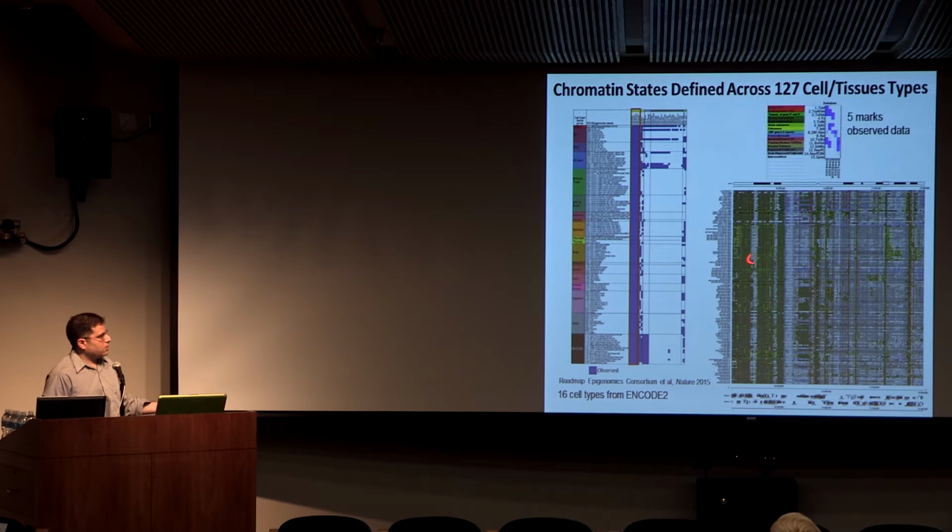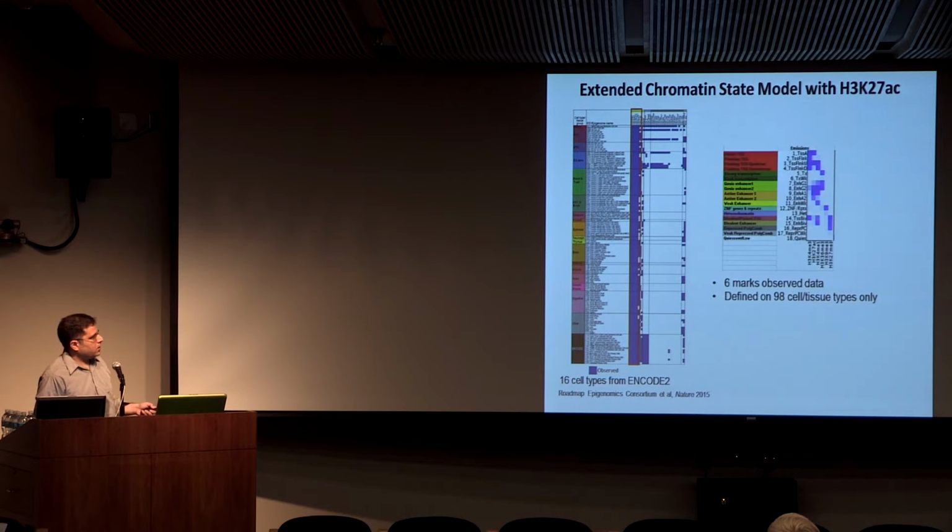And this is showing you the annotations at one genomic location. And then we had learned another model directly based on the observed data, also including H3K27 acetylation, that was defined based on the 98 reference genomes that also had this mark. But as you can see, this grid was incomplete, and if we kept on adding marks, we would reduce the number of cell types if we wanted to only run it on cell types for which we had every mark. And if we didn't, it could confound downstream analyses.